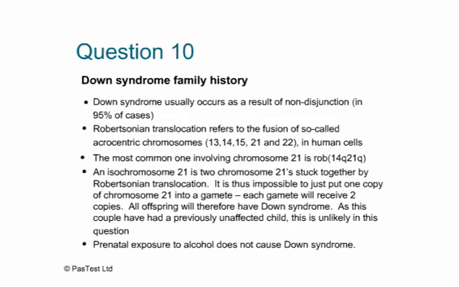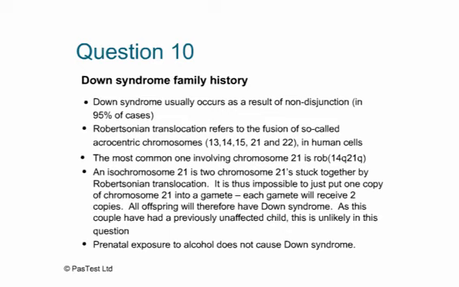Now, a Robertsonian translocation is the name given to the fusion of two acrocentric chromosomes, that are chromosomes that only have one arm. When these chromosomes fuse, they form what looks like a metacentric chromosome with two arms, and the acrocentrics are 13, 14, 15, 21, and 22 in humans. In the case of chromosome 21, producing a Down syndrome risk, the commonest Robertsonian translocation is a 14-21 translocation.